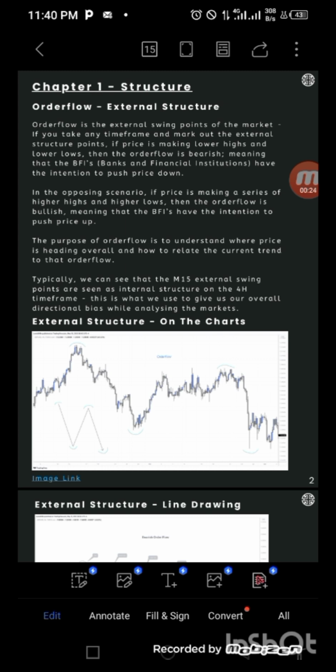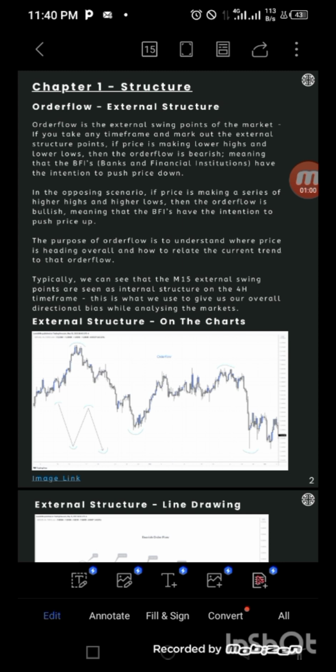Let's go. Under the category of how to trade with banks, we have order flow. Order flow is the external swing points of a market. If you take any time frame and mark out the external structure points, if the price is making lower highs and lower lows, then the order flow is bearish, meaning that the banks and financial institutions have the intention to push the price down.